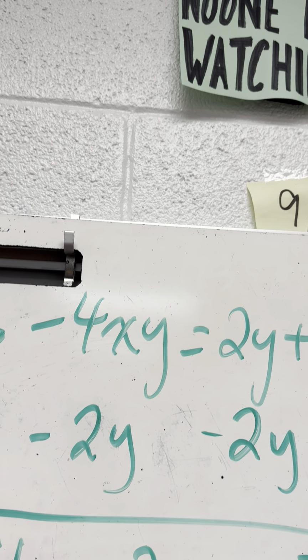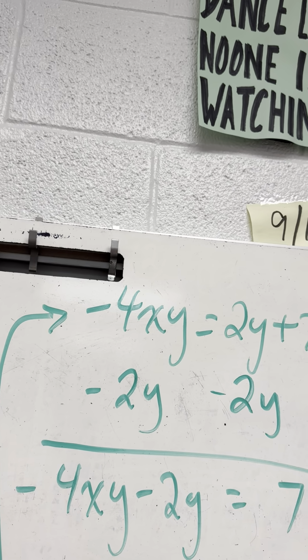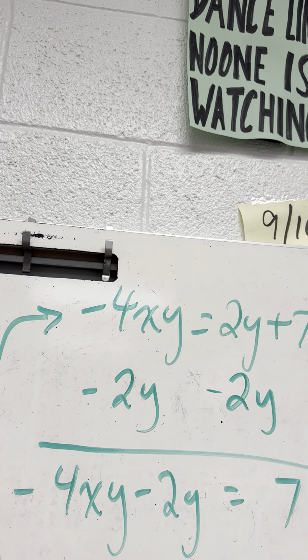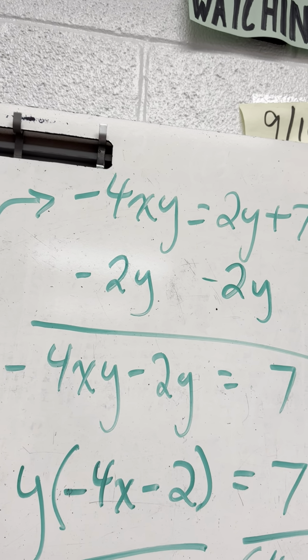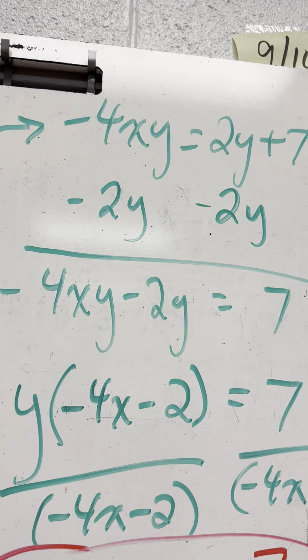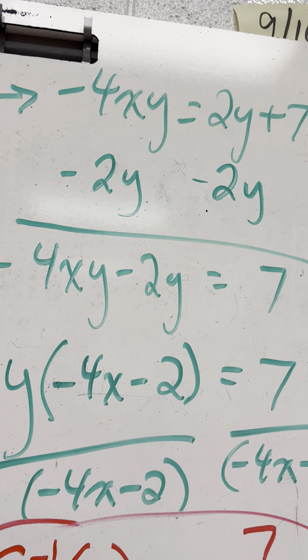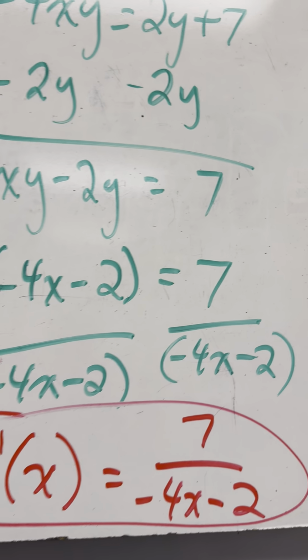Okay, so I have negative 4xy minus 2y equals 7. I got to factor out the y. Take out the y, I'm left with negative 4x minus 2. What do I divide by? The negative 4x minus 2. And that's my answer, 7 over negative 4x minus 2.